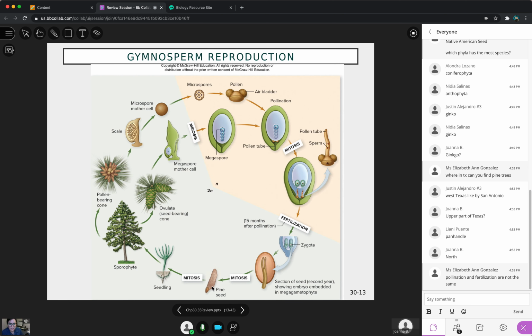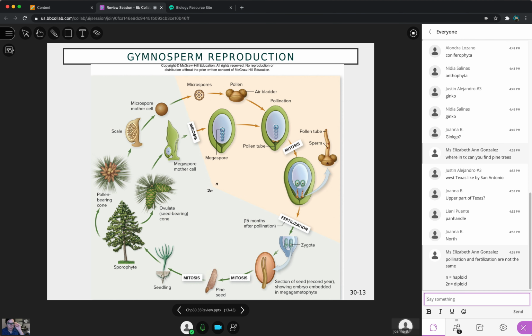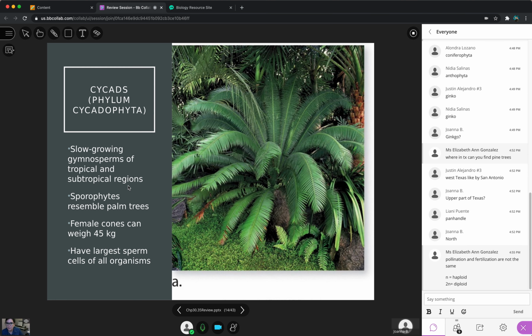We went over this last time, but I want to bring it up again. When you see the N, that equals haploid, and 2N is diploid. Haploid is one set of chromosomes and diploid is two sets of chromosomes. Diploid means you have the chromosomes from mom and dad, and that's why you have two sets, one from mom, one from dad.